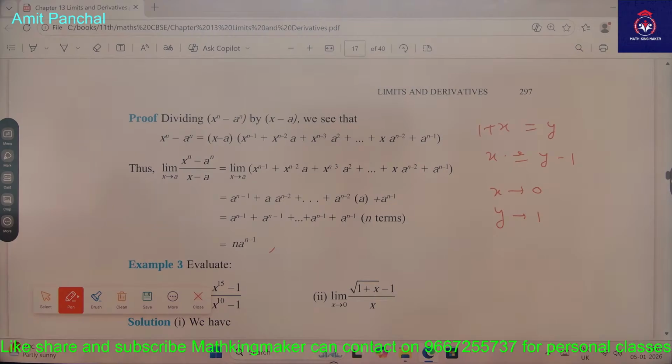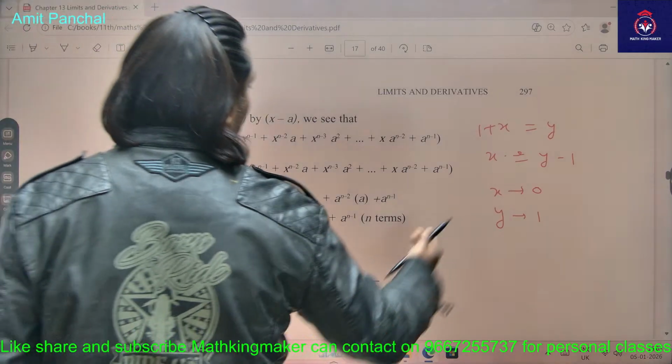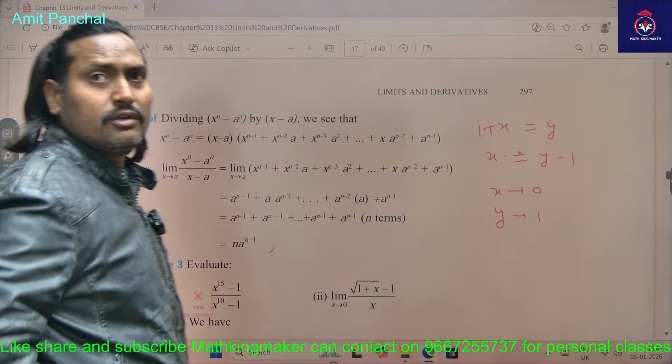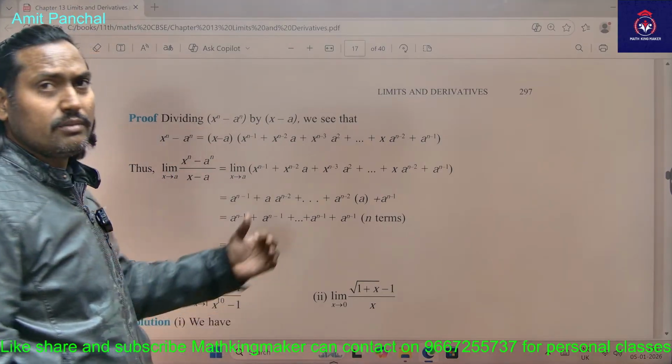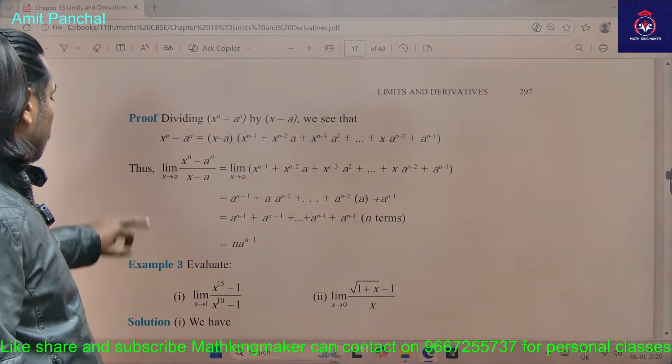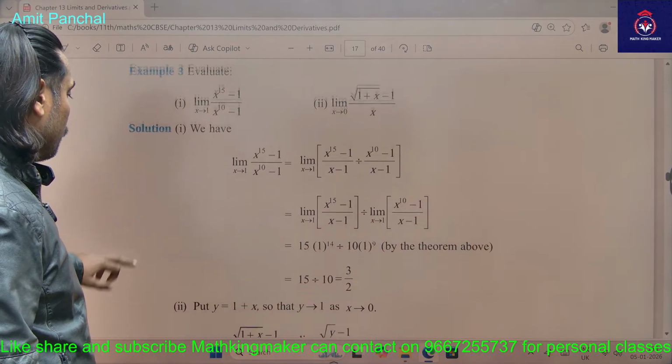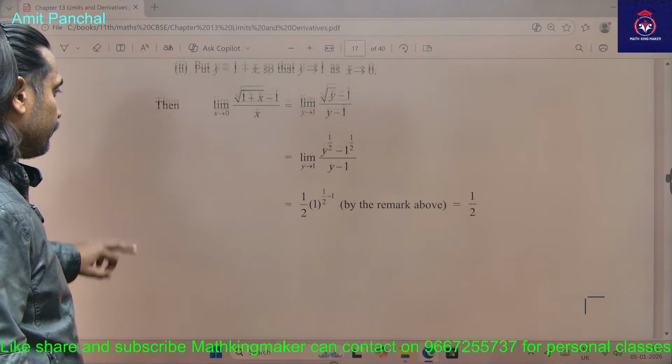So you get 1 by 2. Yeah, 1 by 2 is the right answer. And you need to replace it again in terms of x, because you have changed the limits as well. Actually, if you have changed the limits, you need not replace it again in terms of x. So I hope you understand the concepts of limit.